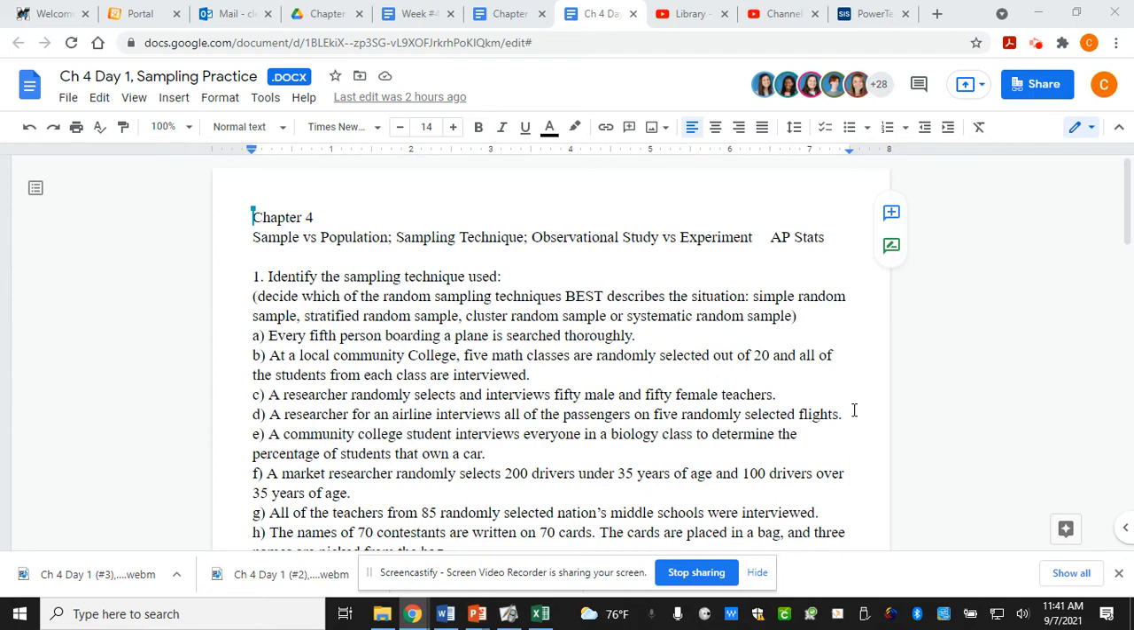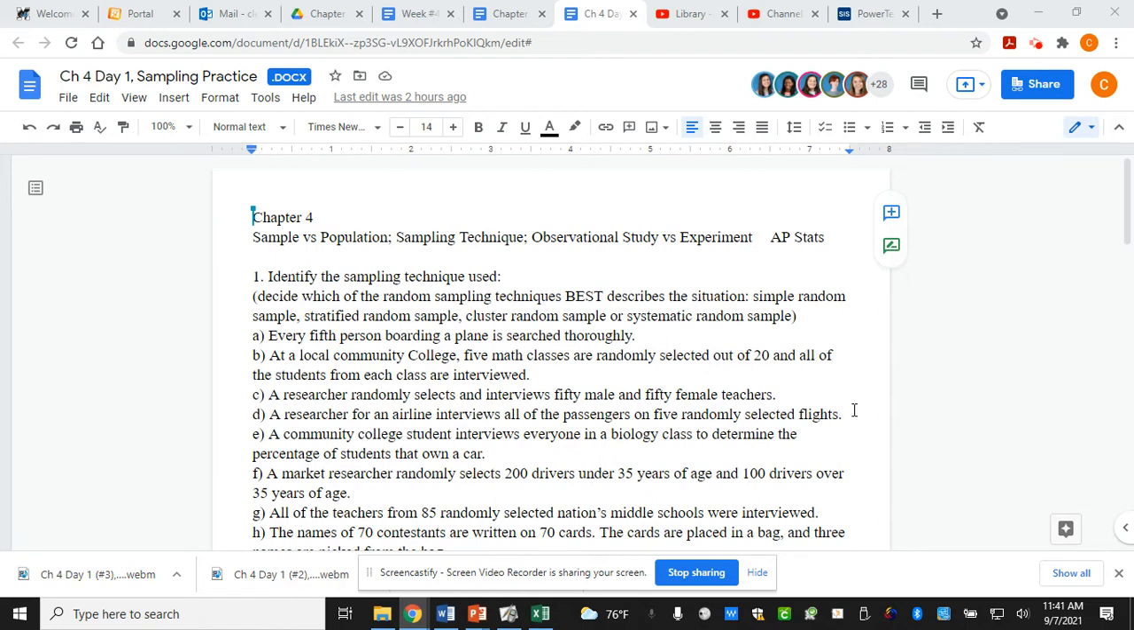C, a researcher randomly selects and interviews 50 male and 50 female teachers. That means they separated them first by gender and then selected from each gender and ensured that the same amount were included. So that is what? Stratified.